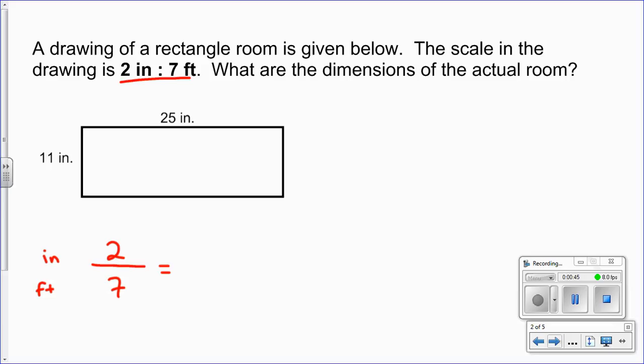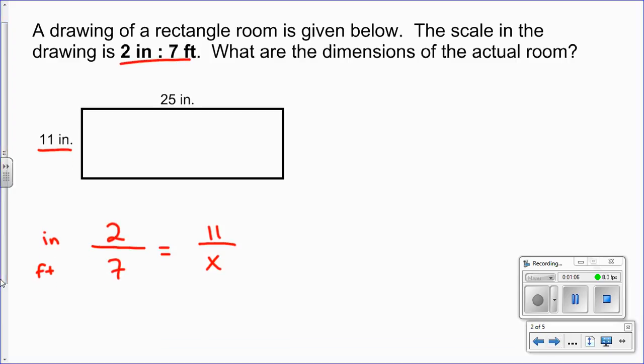I'm going to have to do 2 proportions because there are 2 dimensions that I have to find. I have to find the length and the width. So this is the scale drawing. So let's say if I start with the 11 inches, I need to put 11 on top because that's where inches go. And I want to see what that actually is in feet.